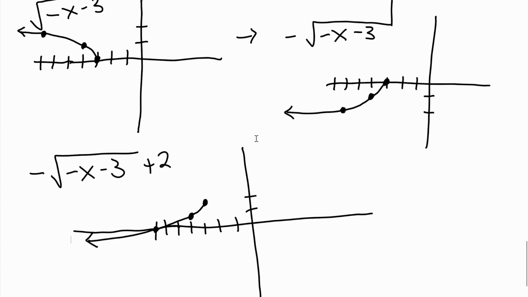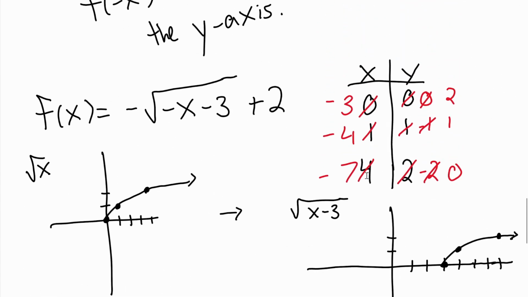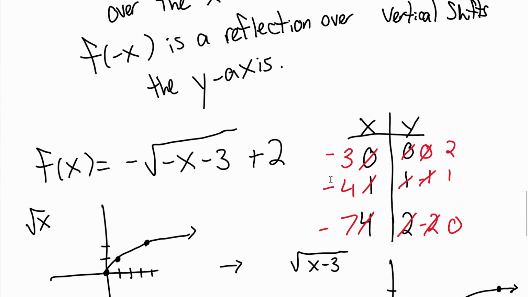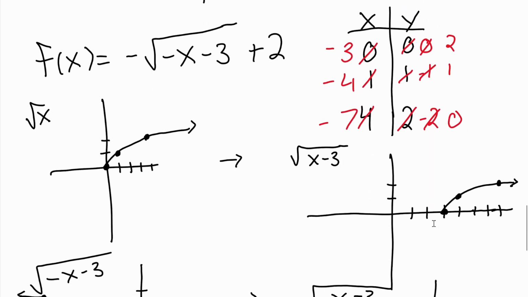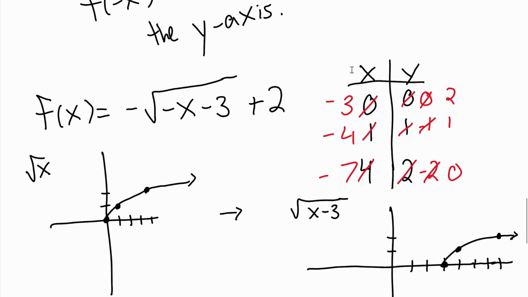And we can check with our points here. Right, we did have negative 7, 0. We did have negative 3, 2. We did have negative 4, 1. So this method up here, like just working with the points, obviously much quicker.